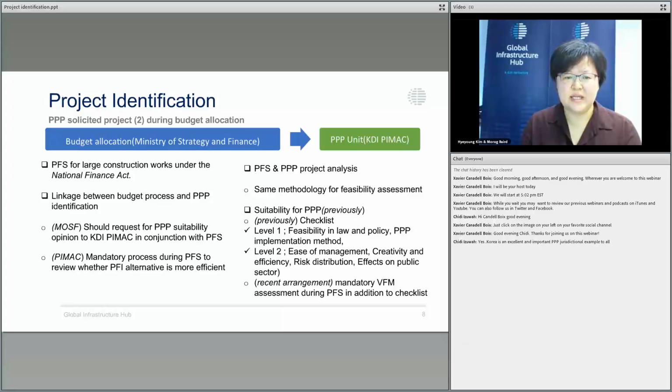So previously, the PPP suitability test was done by way of a checklist only, but recently every PFS project, that means the public financing project, should be subject to BFM assessment during the PFS.